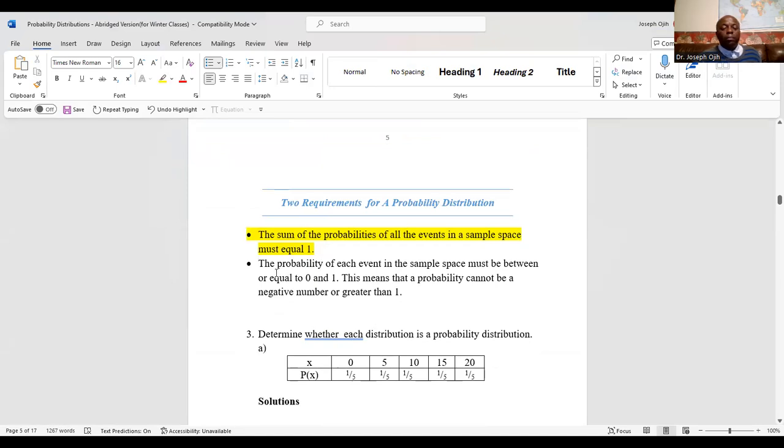The second requirement is this: the probability of each event in a sample space must be between 0 and 1, or equal to them, which means that a probability can never be greater than 1, and it can never be negative. It cannot be negative and it cannot be greater than 1.